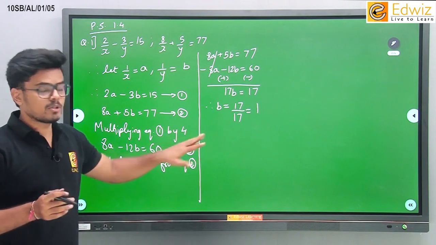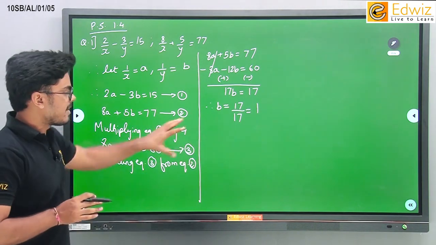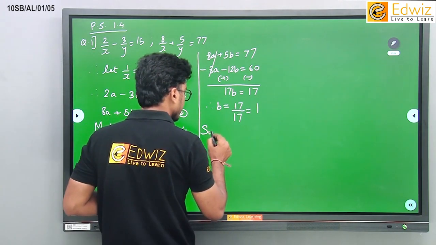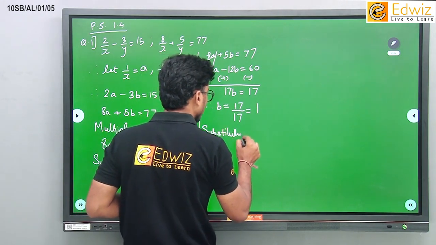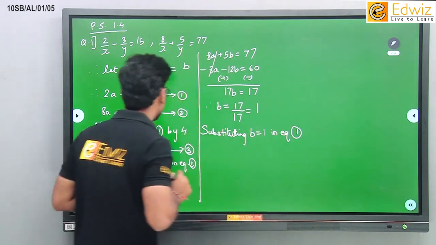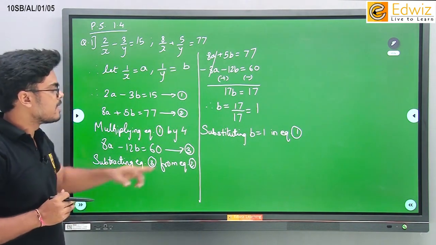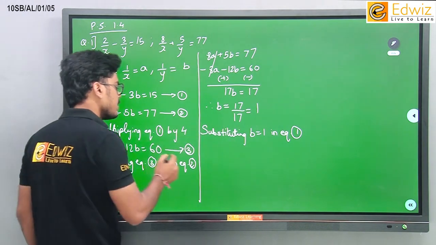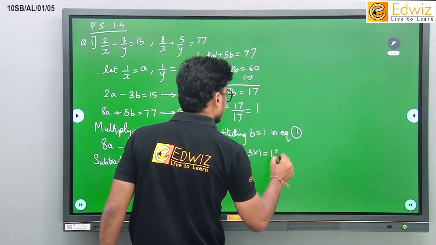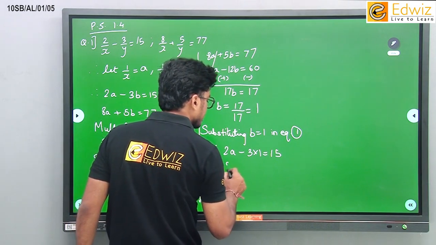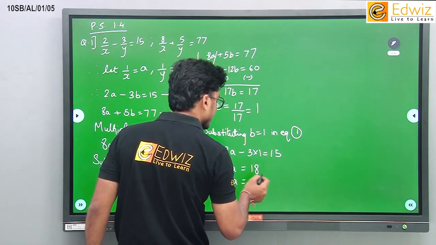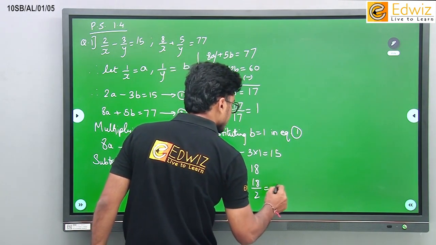Okay, now you can resubstitute the value of b here itself, but we have to use this value to find a also. So let us first find out a. Substitute b equal to 1 in equation number 1. Okay, equation 1 is the simplest, so let us substitute there. Substituting b equal to 1 in equation 1. So in equation 1, 2a minus 3 into 1 equal to 15. In place of b, I substituted 1. This is 2a equal to 15 plus 3 is 18. So what will be the value of a? 18 divided by 2, that is 9.